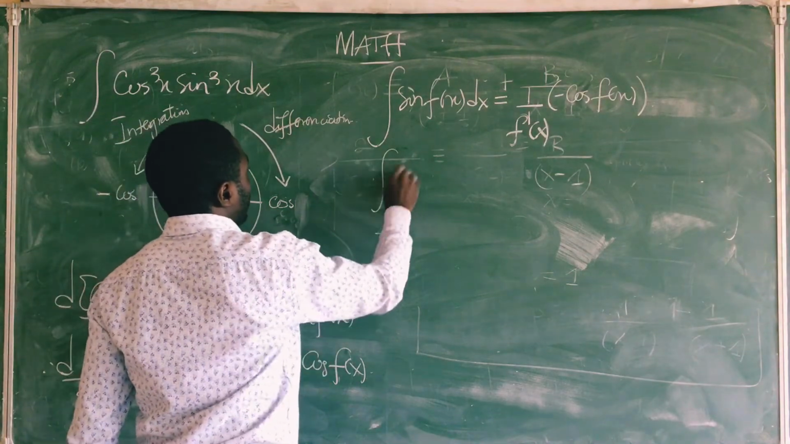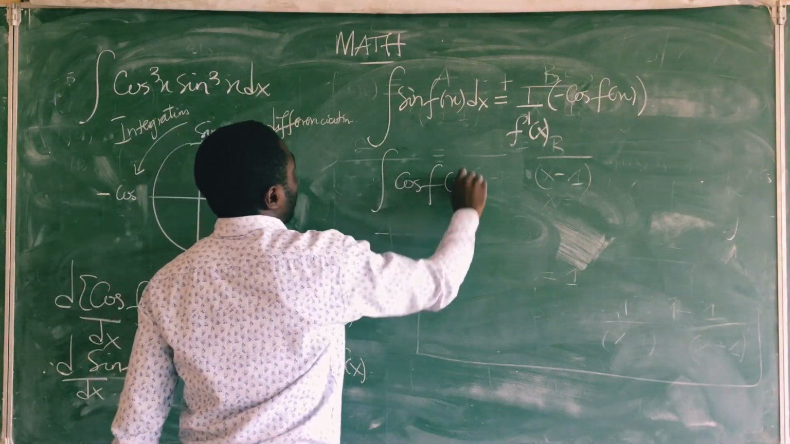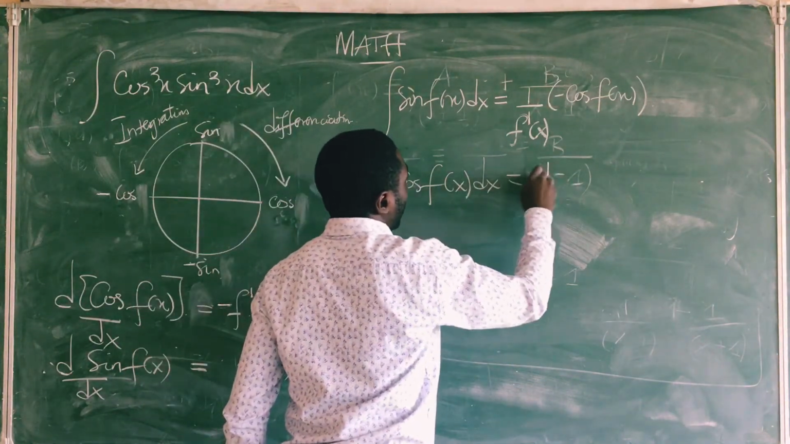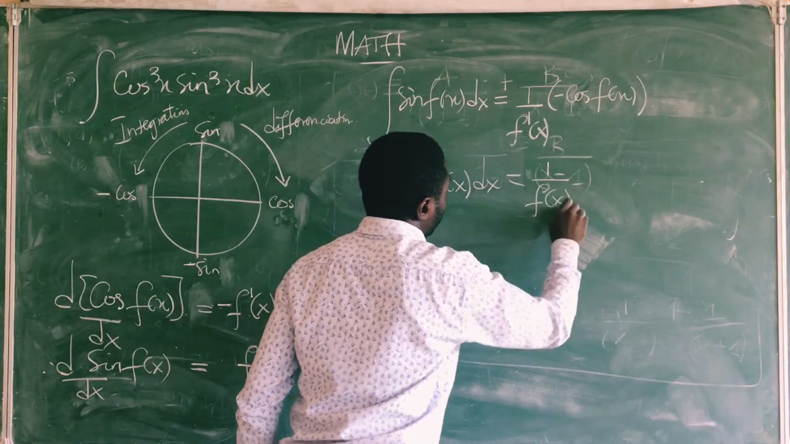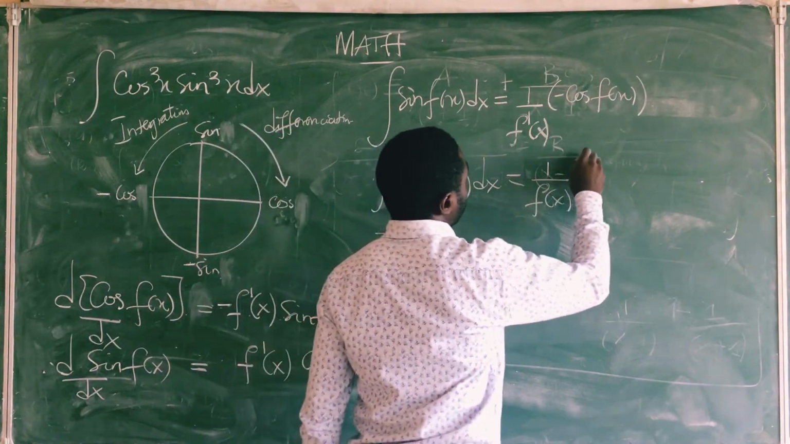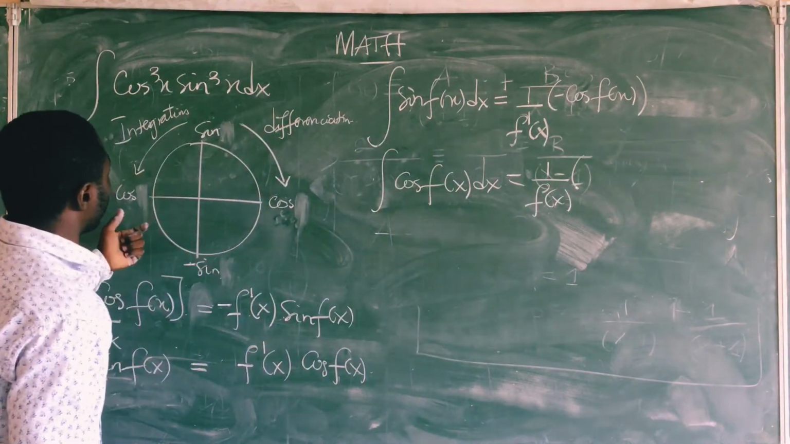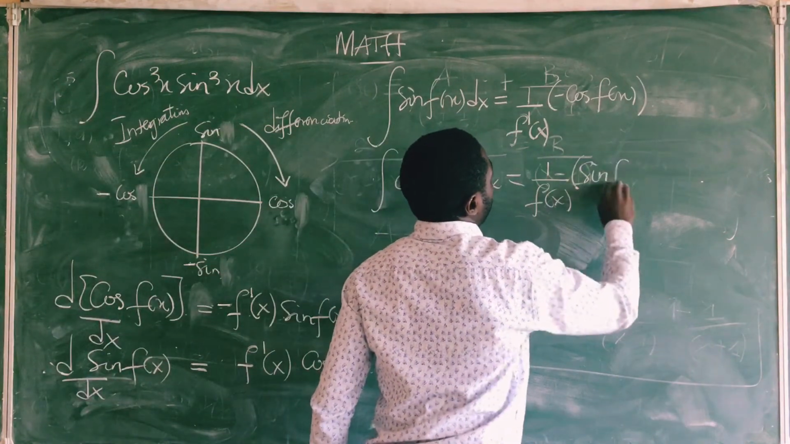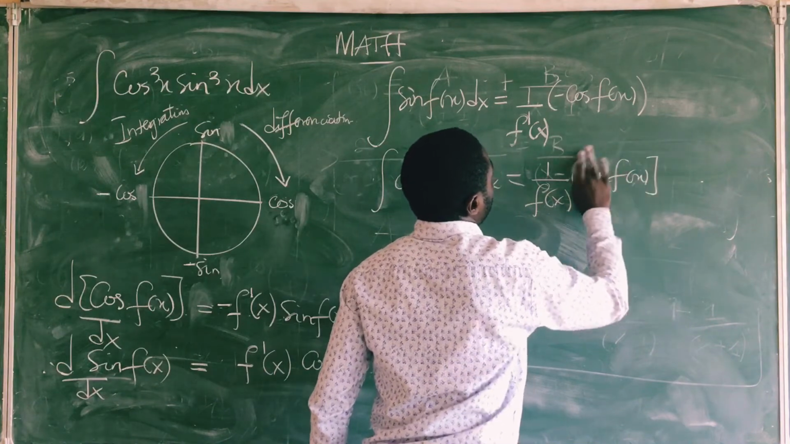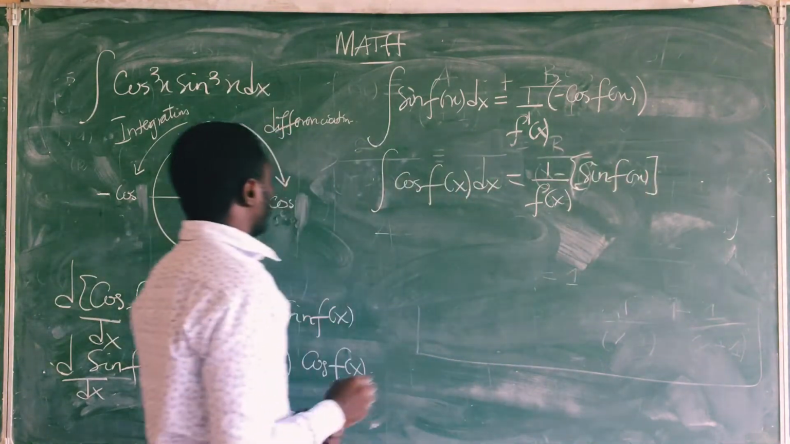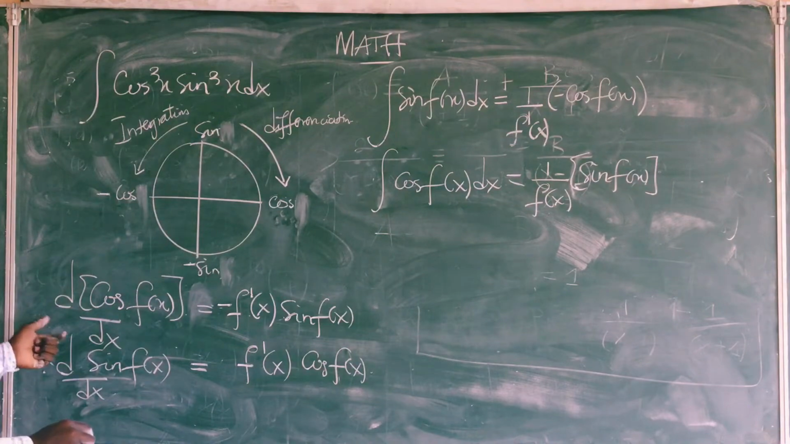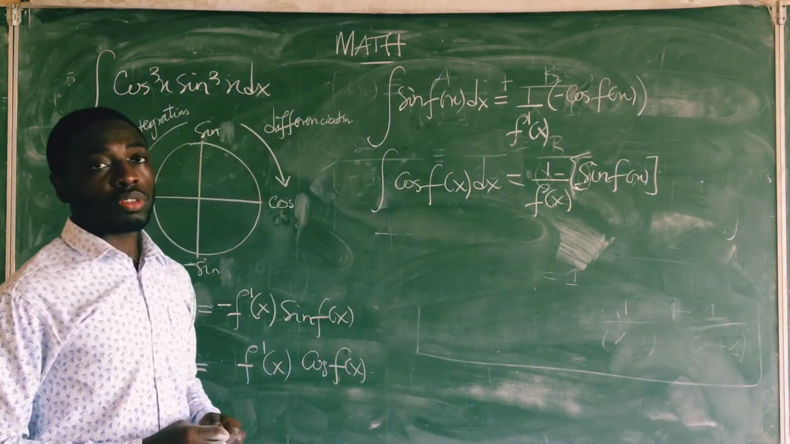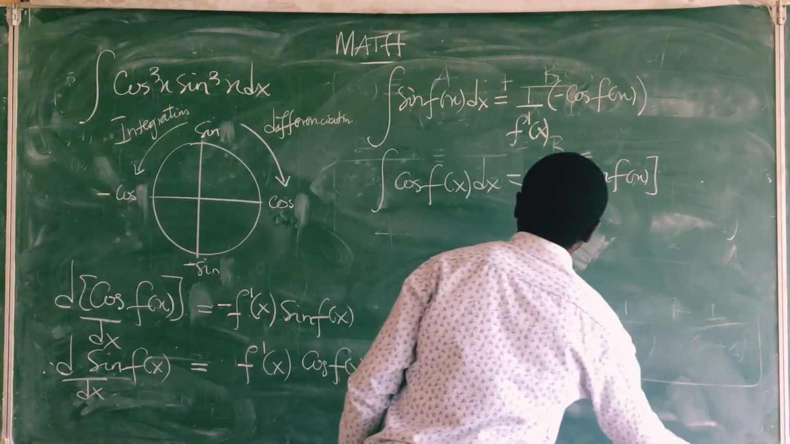Now if I integrate cos of f of x with respect to x, I take 1 on f prime of x. Then when I integrate cos, I'm going to have sine, so sine f of x. So that is the integration. This is the differentiation, and this is the integration of trigonometric functions. So let's move to the question itself.